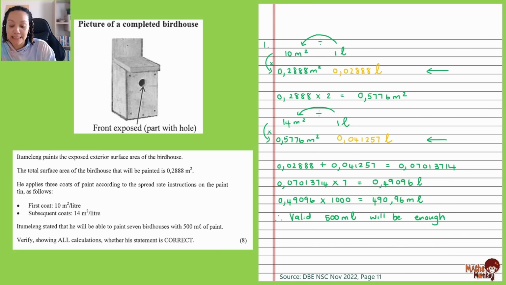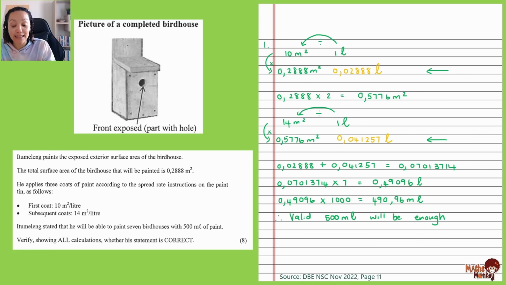Okay, so let me just break down this calculation again. We painted the birdhouse with 1 coat at 10 meters squared per liter, so then we got 0.0288 liters. That's how much paint we needed to paint the birdhouse on the first coat. Then for the second and third coats, we took the surface area multiplied by 2 because we're going to paint it twice. And then we found out with that surface area how much paint we'll need, and that's how we got to the 0.041257.